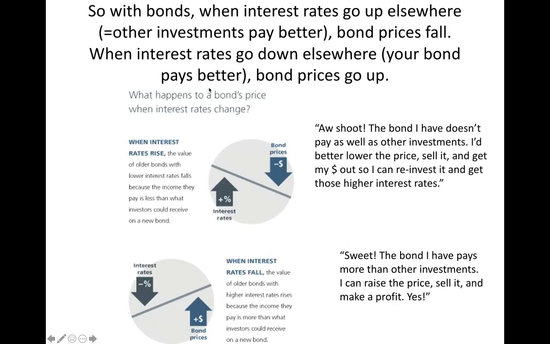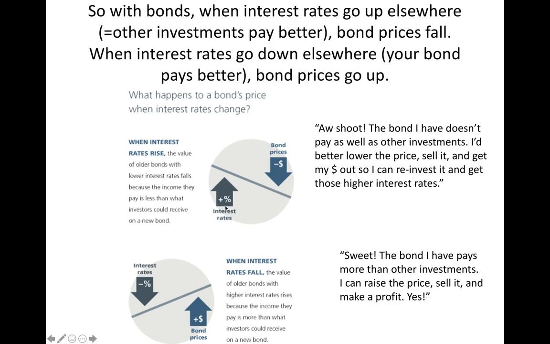So with bonds, when interest rates go up elsewhere in the marketplace and other investments, it means other investments pay better. Bond prices fall because people want to unload their bonds and get their cash out. When interest rates go down elsewhere, now your bond is paying better, so you're going to raise your bond price and sell it at a profit.